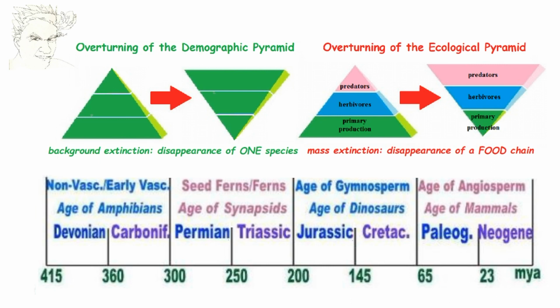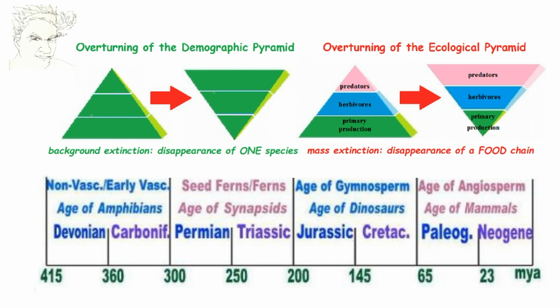Let's go with this extinction issue here. And let me just show this first. There's two mechanisms we propose for extinction. One is the overturning of the demographic pyramid. The other one is overturning of the ecological pyramid.